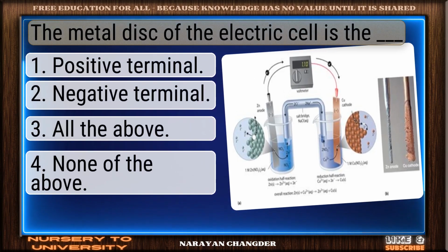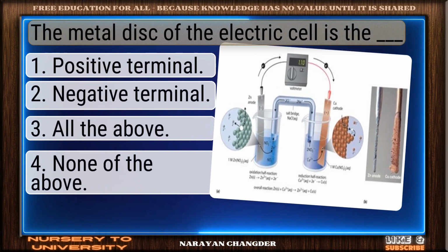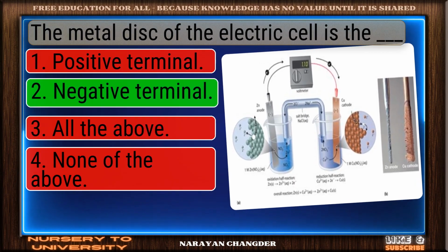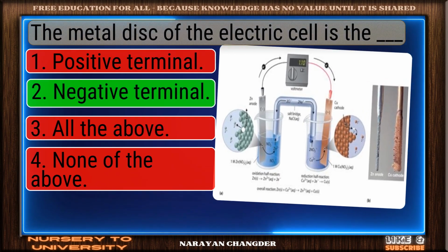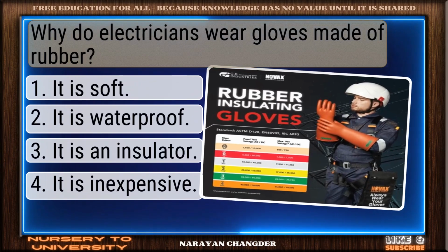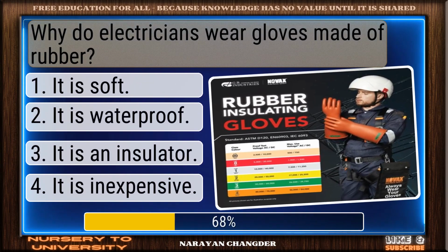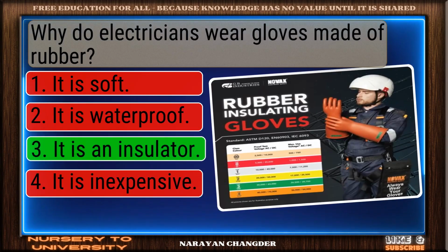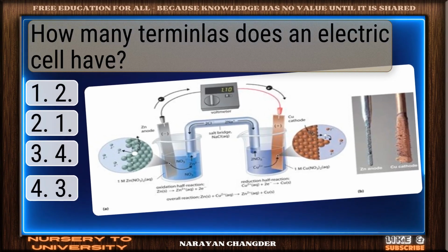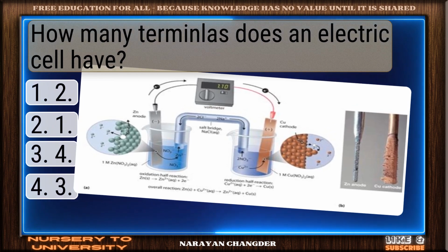The metal disc of the electric cell is the dash. Good job. Your answer negative terminal works well here. Why do electricians wear gloves made of rubber? You're right. It is an insulator is the correct answer. How many terminals does an electric cell have?